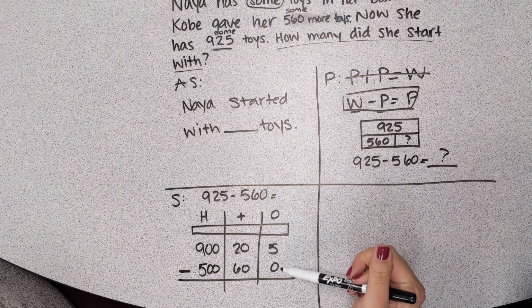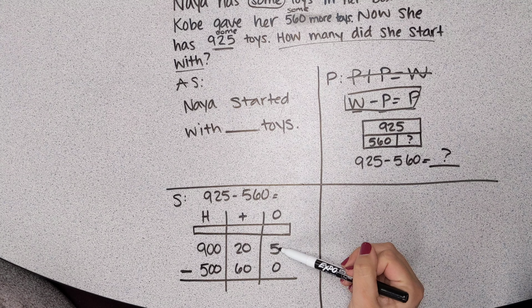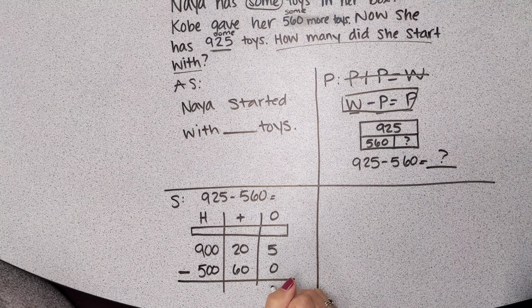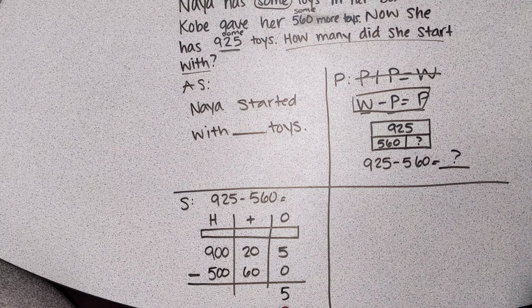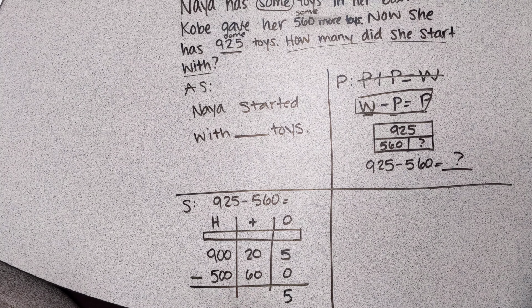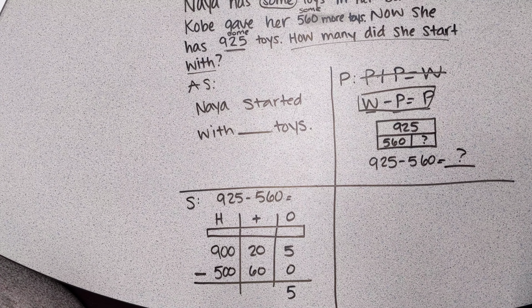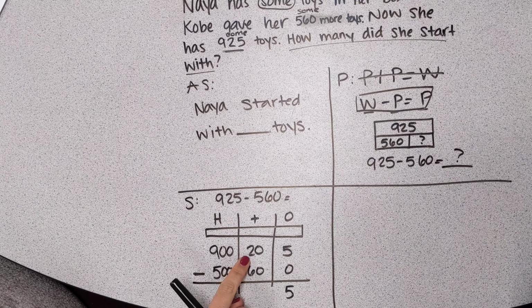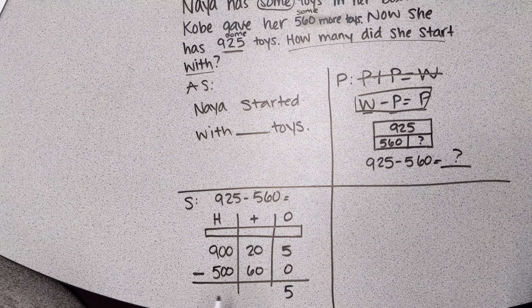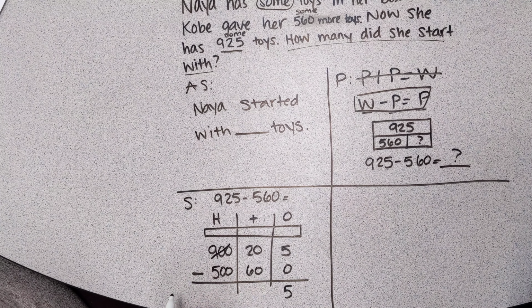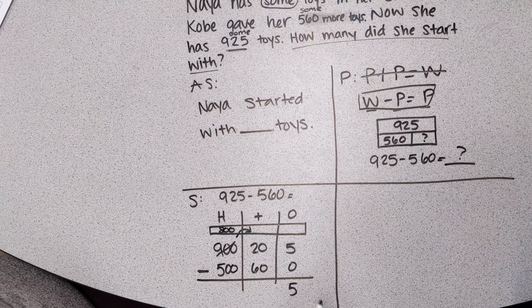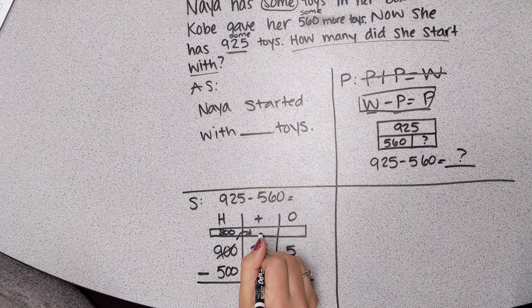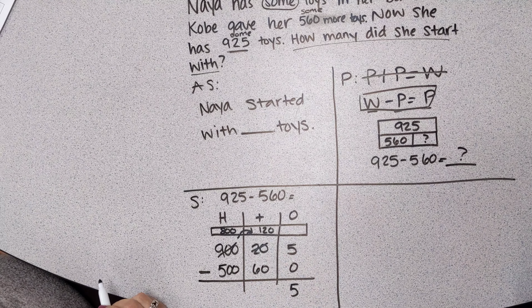So now I start in my ones. 5 minus 0, I get 5. I'm okay with keeping a 5 there. That's okay. 20 minus 60, well, here we have a red alert. I can't. There's not enough. So what I'm going to do is I'm going to regroup my 900. This will now be 800, and 100 is going to go over to my tens. So now this becomes 120.